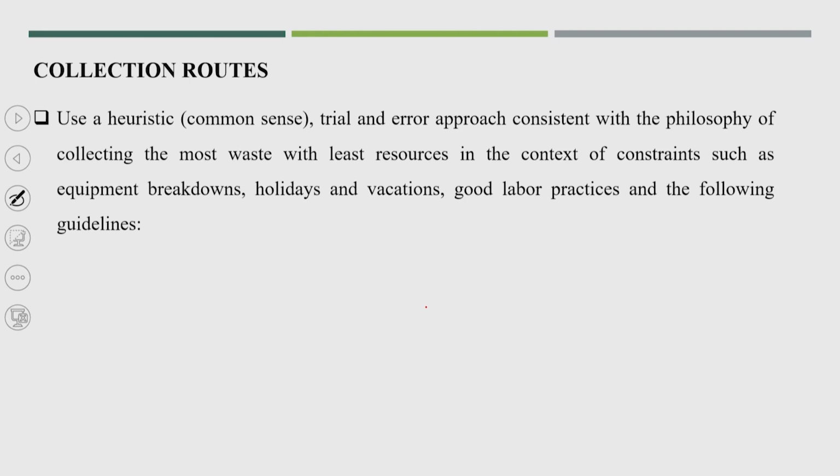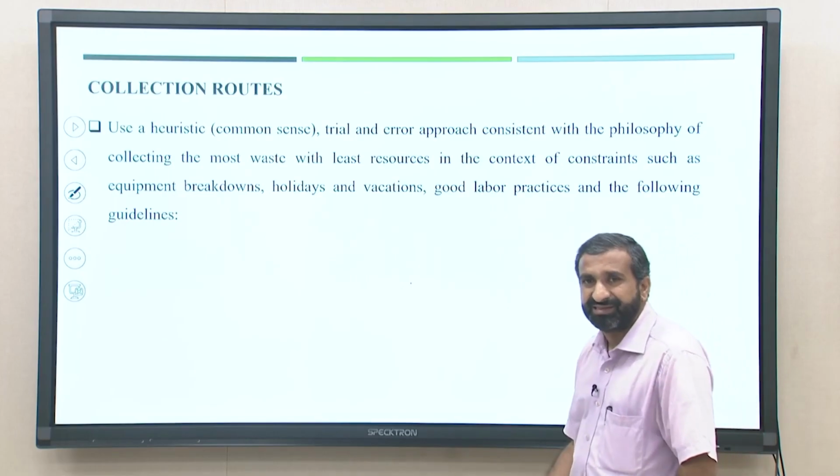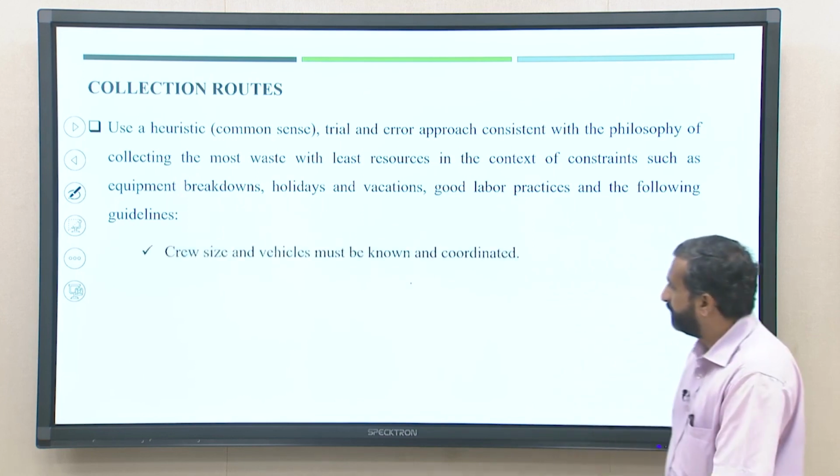Approach with the philosophy of collecting the most waste with the least resources, in the context of constraints such as equipment breakdown, holidays, vacation, good labor practice, and a few more guidelines. Okay. So I think these few guidelines at least we can finalize before finalizing the collection route.